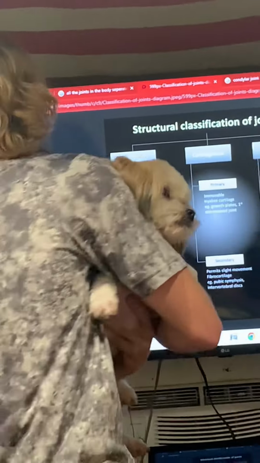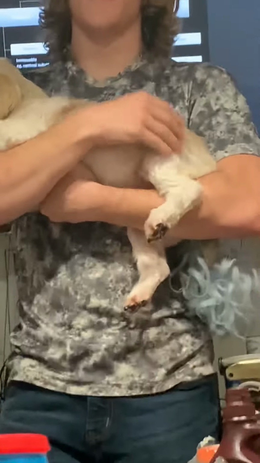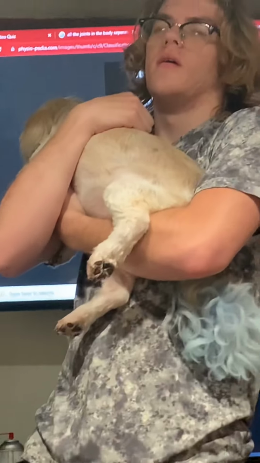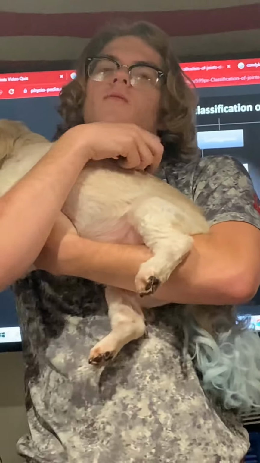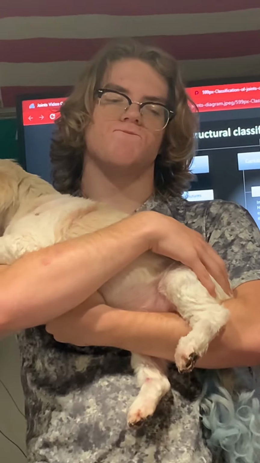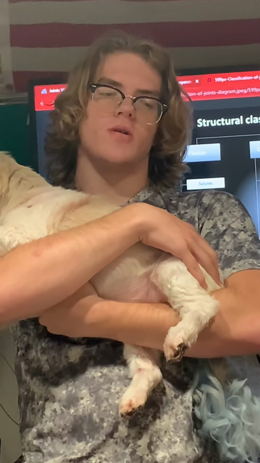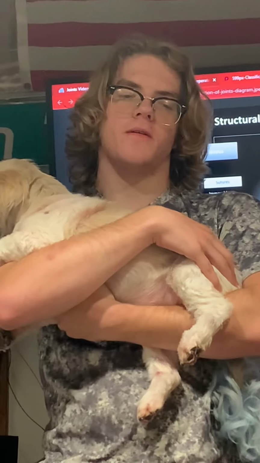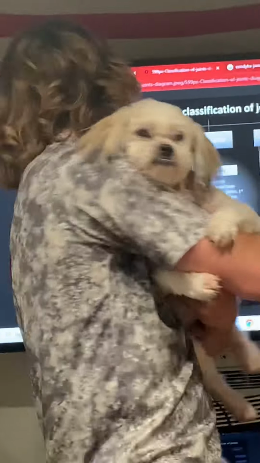Now, we have gomphosis, which are immovable ones. Basically, let's see, joints that are immovable. Give me a second to remember what an immovable joint is. We'll skip it and come back.